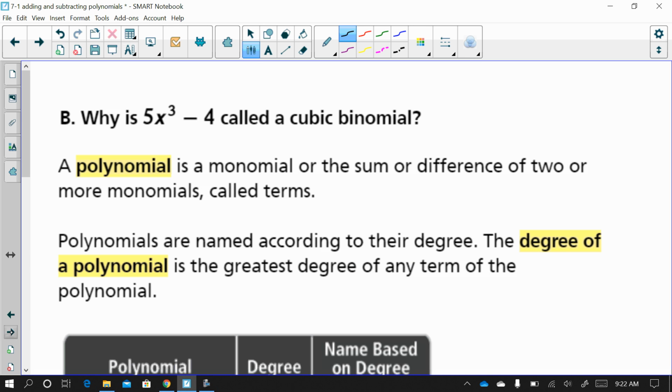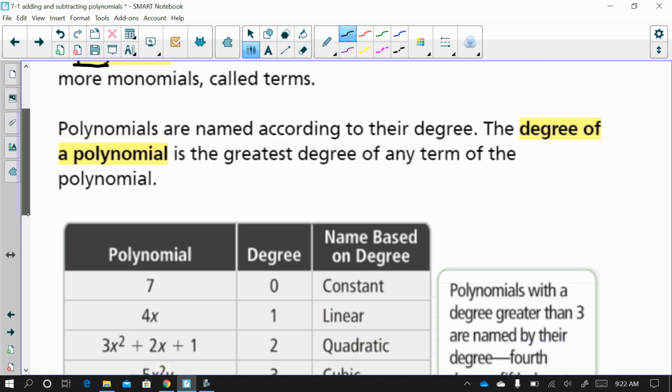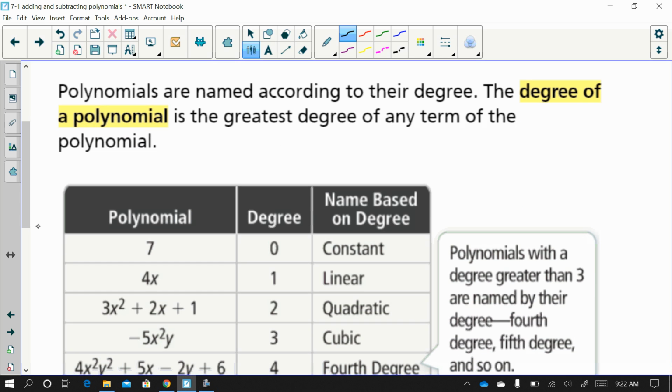Now let's talk about how we name these polynomials. A polynomial is a monomial, or the sum or difference of two or more monomials, which we call terms. The prefix here is poly. Poly means many, so it's one or more terms. Polynomials are named according to their degree. The degree of a polynomial is the greatest degree of any term.